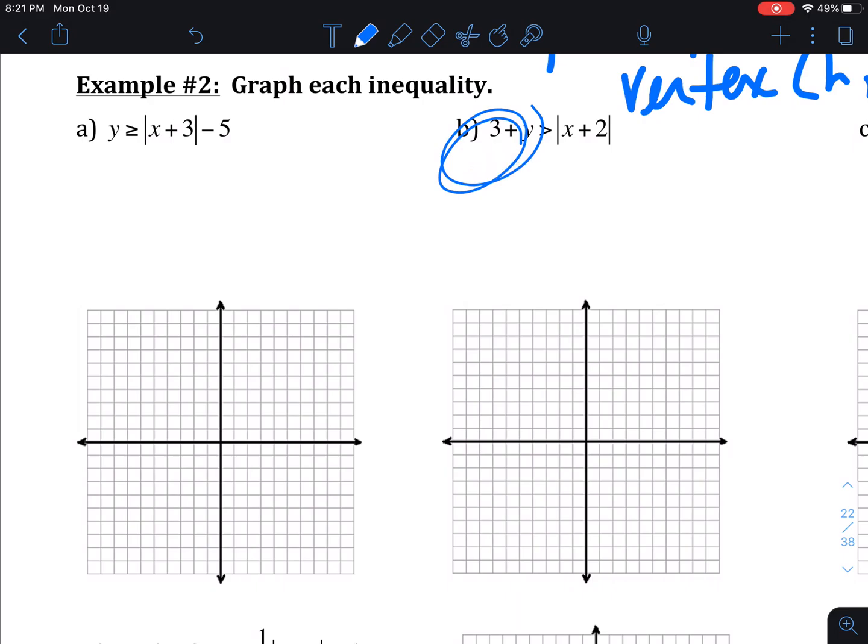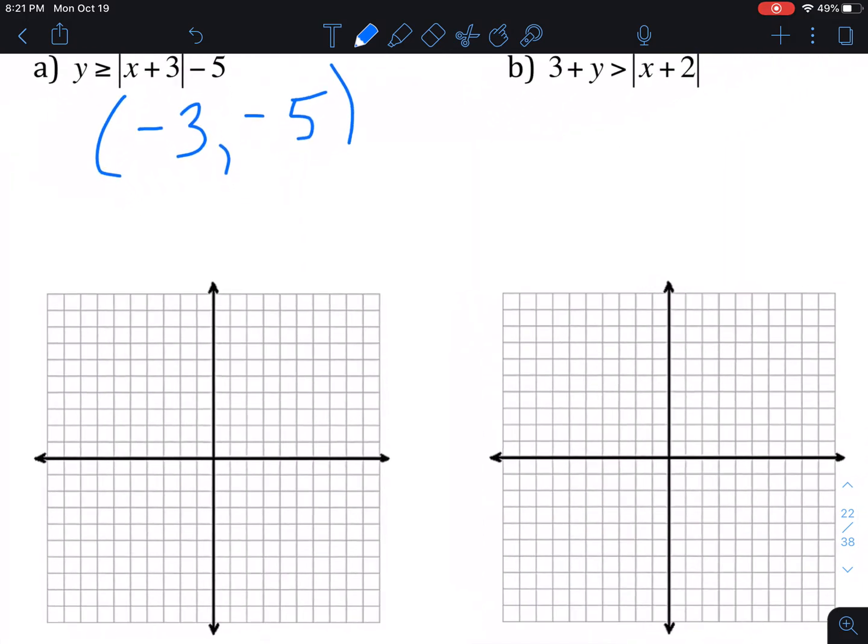All right, so what is the vertex here? The vertex is (-3, -5). Again, (H, K), H is opposite. And the A is an invisible 1. So we graph (-3, -5), and then we're going to go up 1 over 1 a few times. Up 1, left 1.